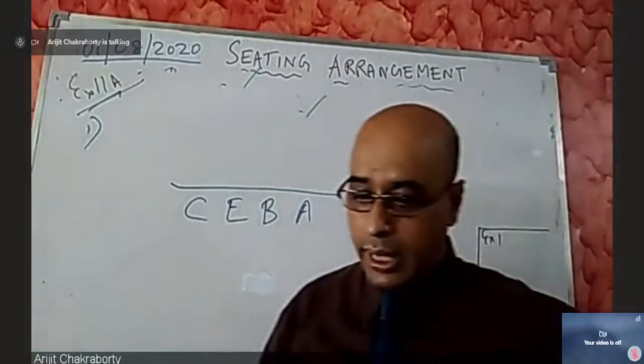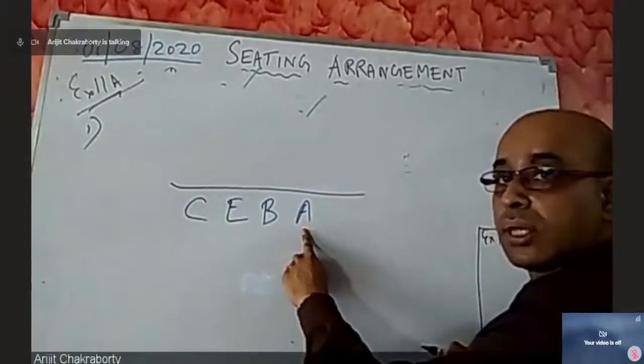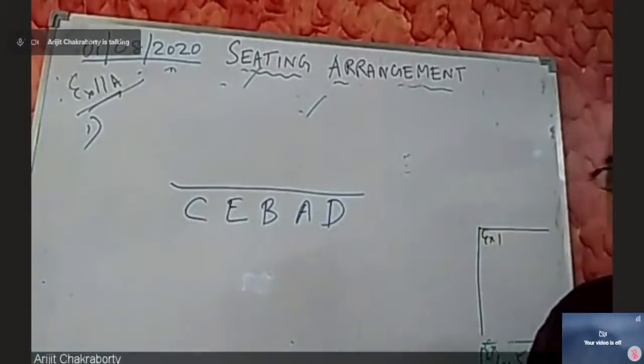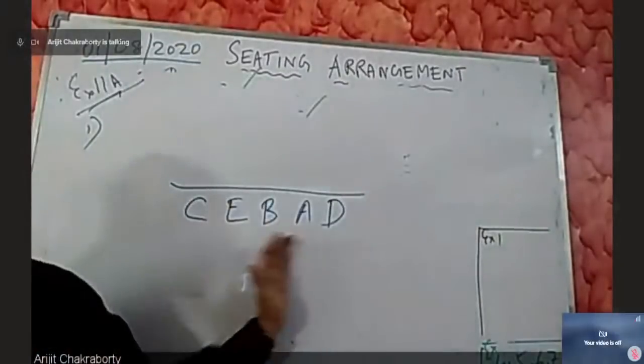Okay. And A is to the left of D. So A is seated to the left of D. That means D is here. So we have got the condition C, E, B, A, D. This is the order.